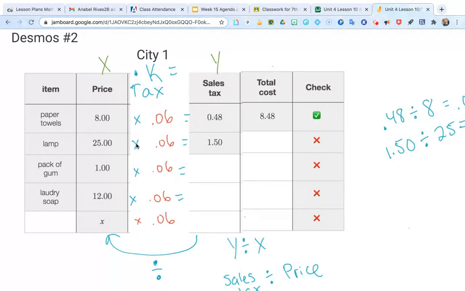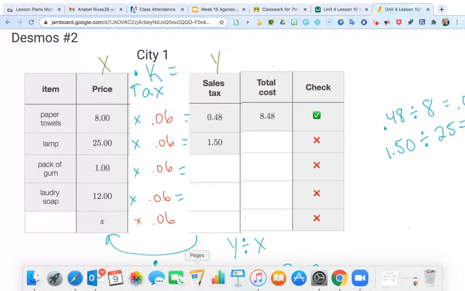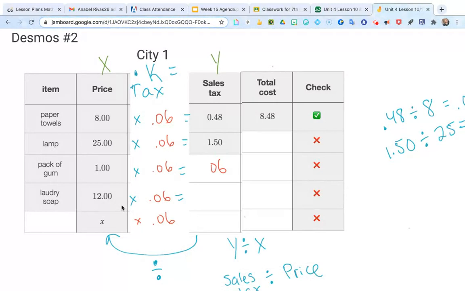All right, so I found out what I'm multiplying by. So 1 times 0.06 is 0.06. 12 times 0.06 is 0.72. And then x times 0.06, we can write that as 0.06 times x, or 0.06x. So I can put a multiplication symbol here if I want to, but I don't have to. So it's just 0.06 times x.